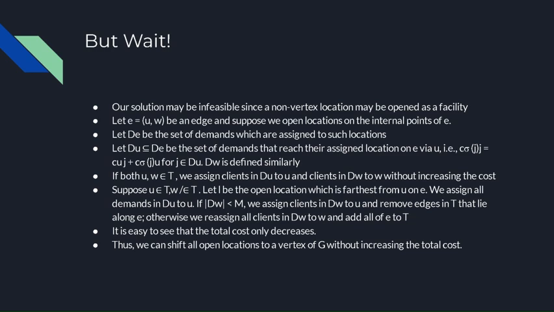Finally, it is easy to see that the cost is only going to decrease. We are not traveling that extra distance along the edge. We are stopping at U and W itself. So the cost is only going to decrease for the tree, and hence we can shift all these vertices which were at non-vertex locations to actual vertices, and convert our solution to a valid one.